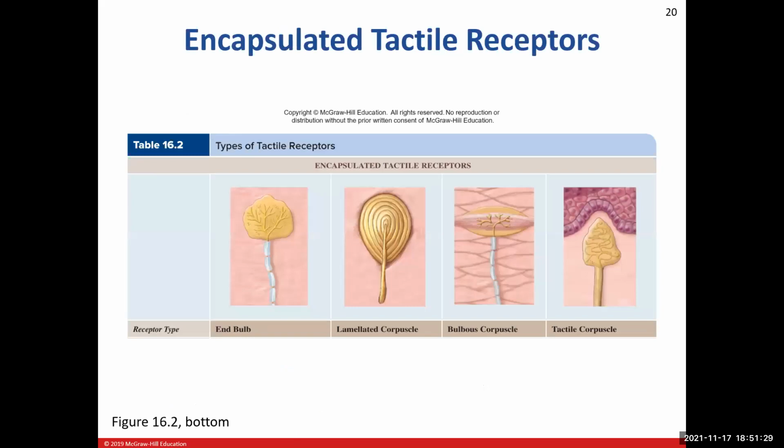So here you can just see the various pictures of these nerve endings. And when I say that the Pacinian corpuscle looks like an onion, it looks like an onion, like an ogre. It has layers.